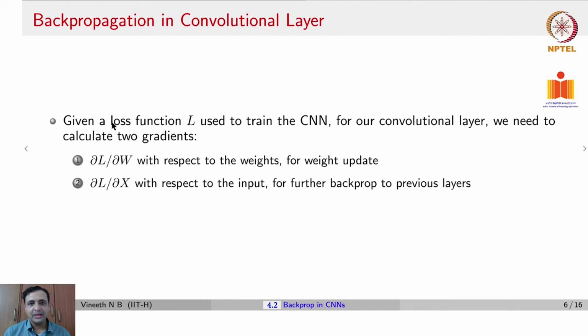We are now given a loss function L, which is used to train a CNN. So for our convolutional layer, there are two quantities that we have to compute. One is dou L by dou W, the gradient of the loss with respect to every weight in every filter, and the other is dou L by dou X, which is the gradient of the loss with respect to every pixel of the input, because that is necessary to backpropagate further to an earlier layer. We are going to try to derive the gradient for each of these quantities using the chain rule.